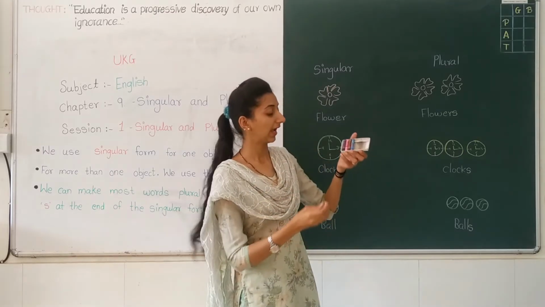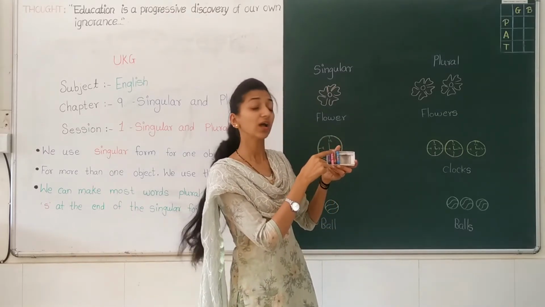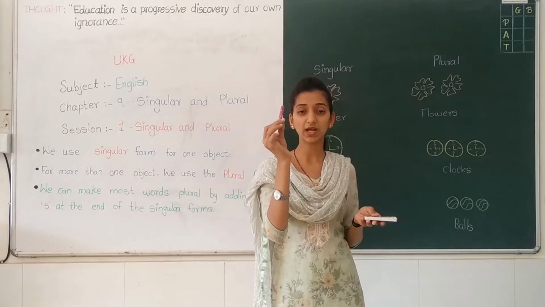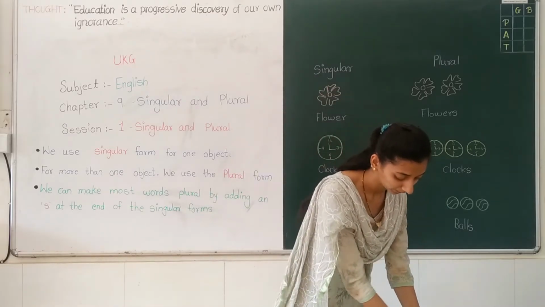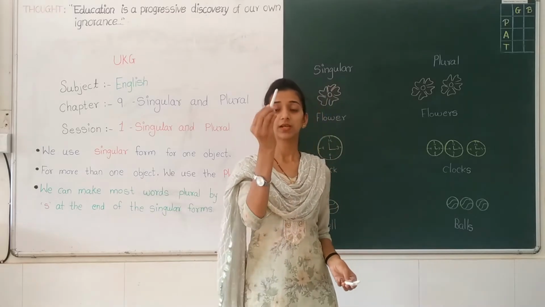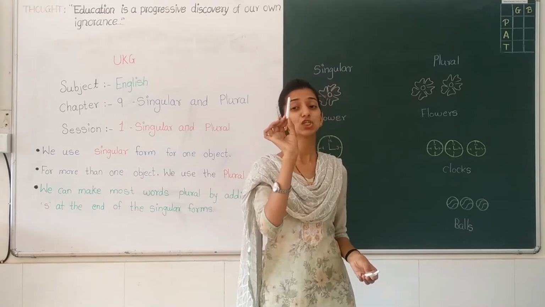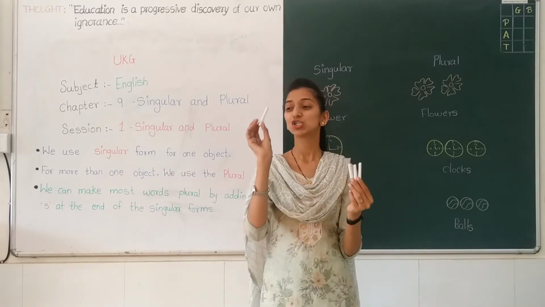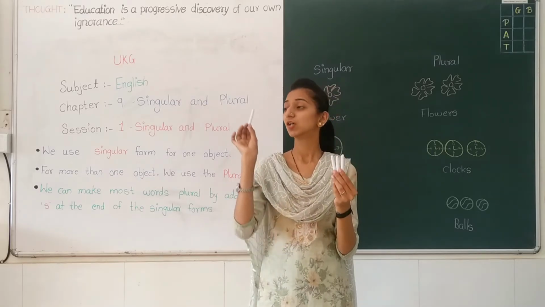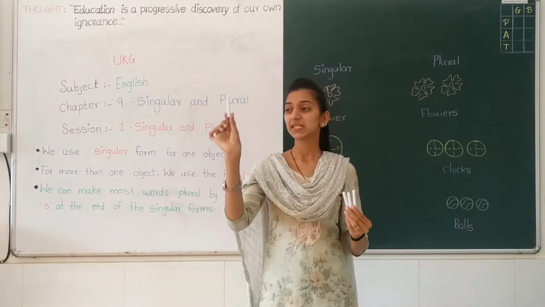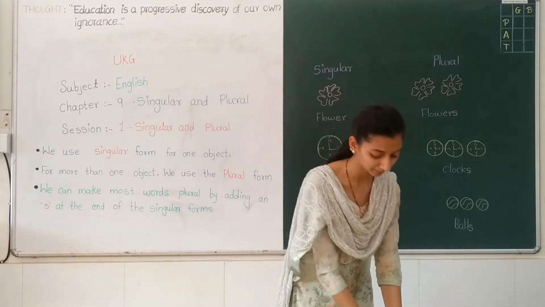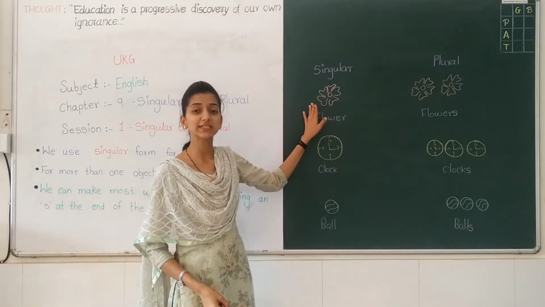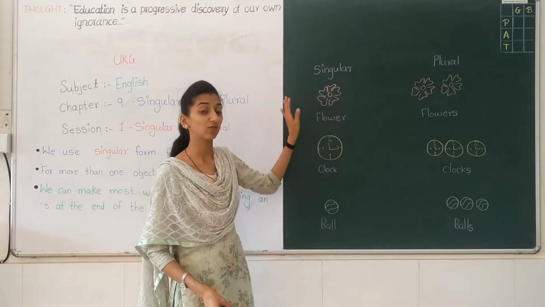Okay. Now look here. I have some crayons here. This one is a crayon and these are crayons. Crayon, crayons. Singular, plural. Okay. Now look here. Tell me, what is this? Yes, chalk. Now tell me, these are chalks. Chalk, chalks. Singular, plural.